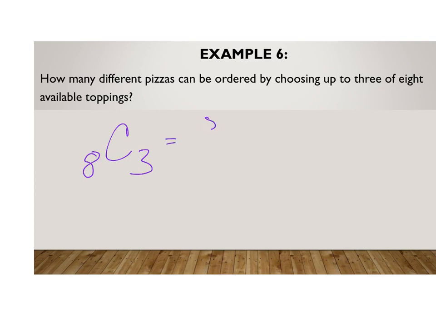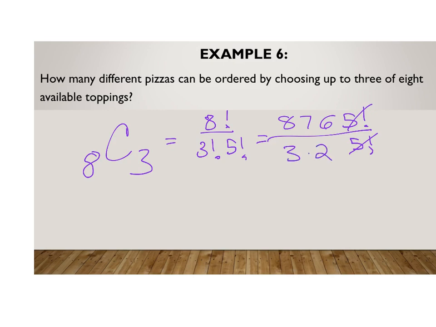Okay, so this is going to be 8 factorial over 3 factorial times 8 minus 3, which is 5 factorial. So I have 8, 7, 6, 5 factorial. Now I have 3 times 2 also. Well, that's 6. So really I have 8 times 7. So what is that, 56 possibilities. There we go. All righty.